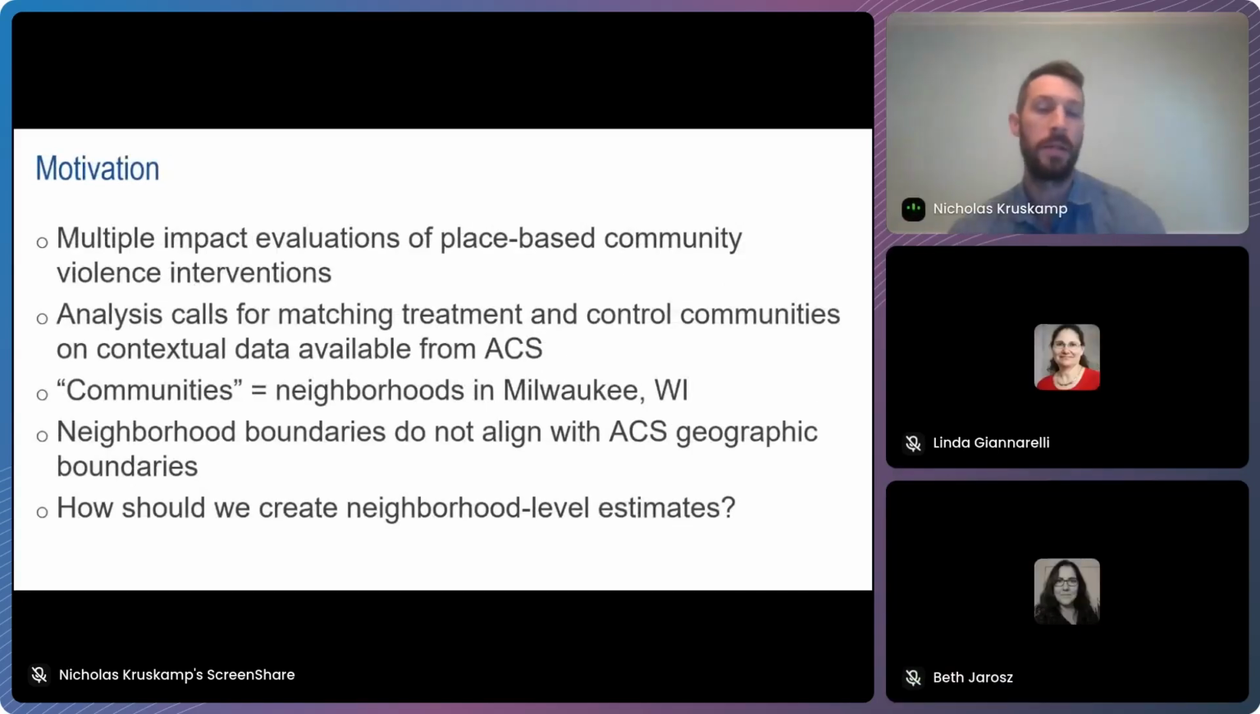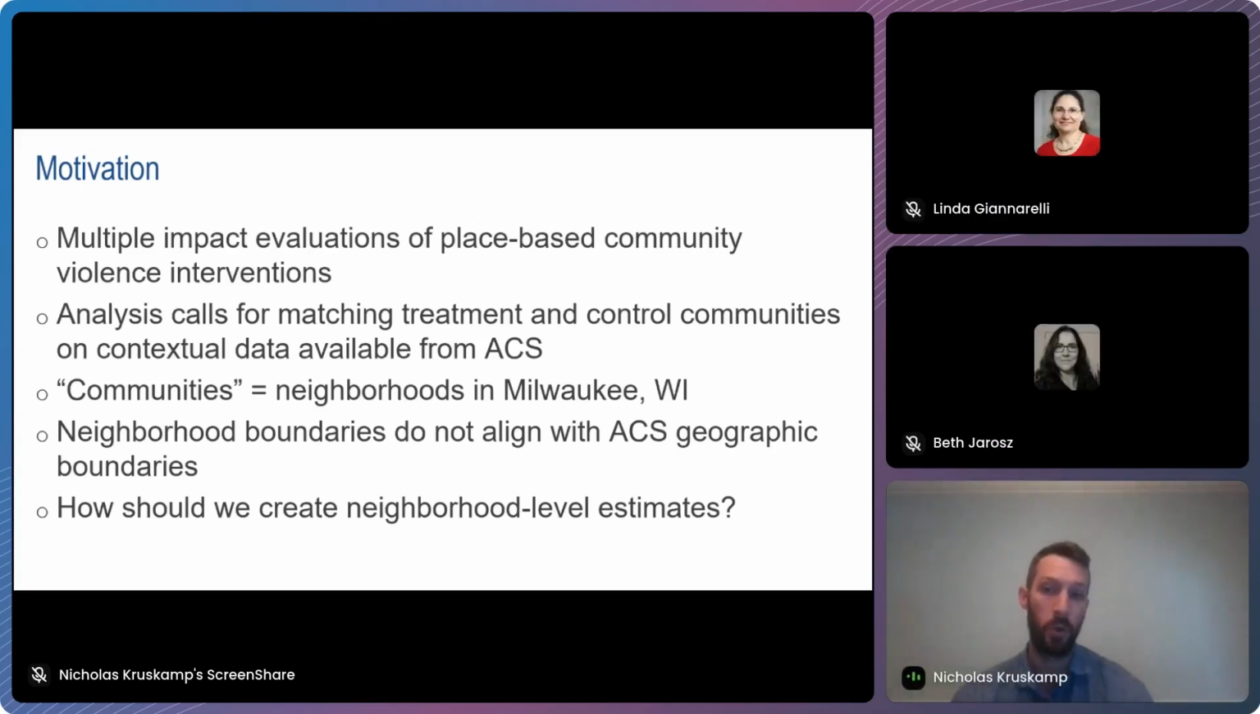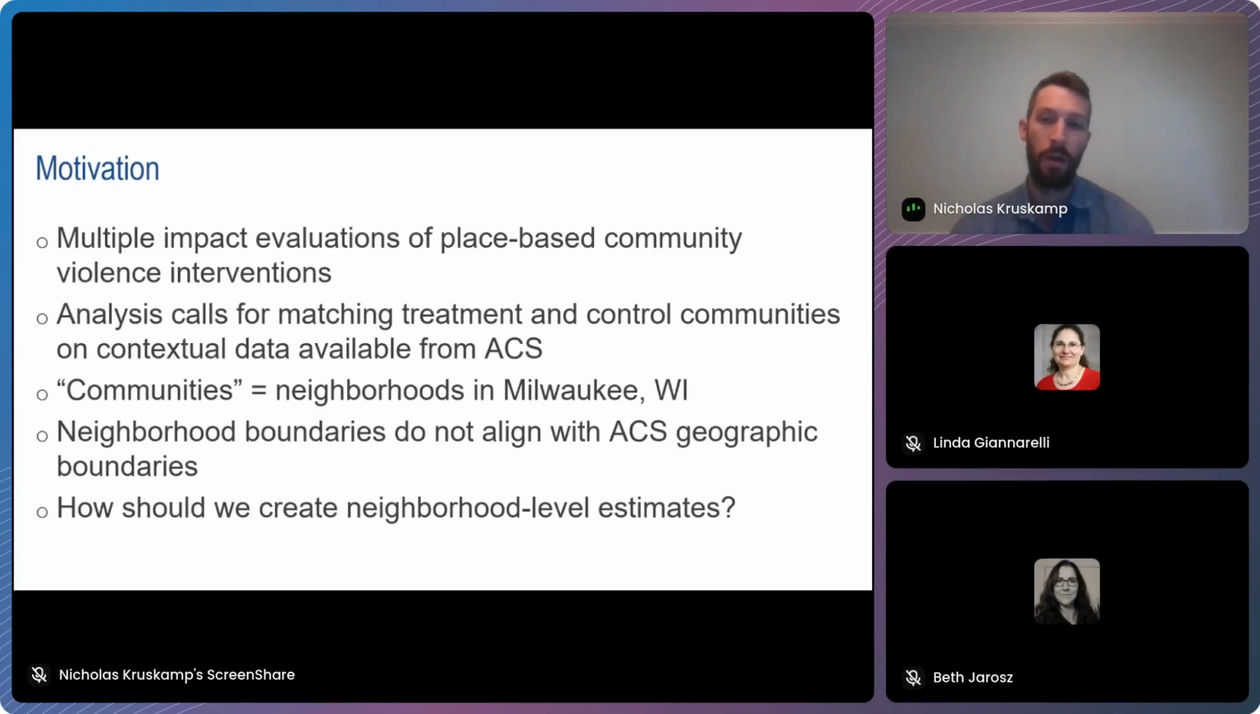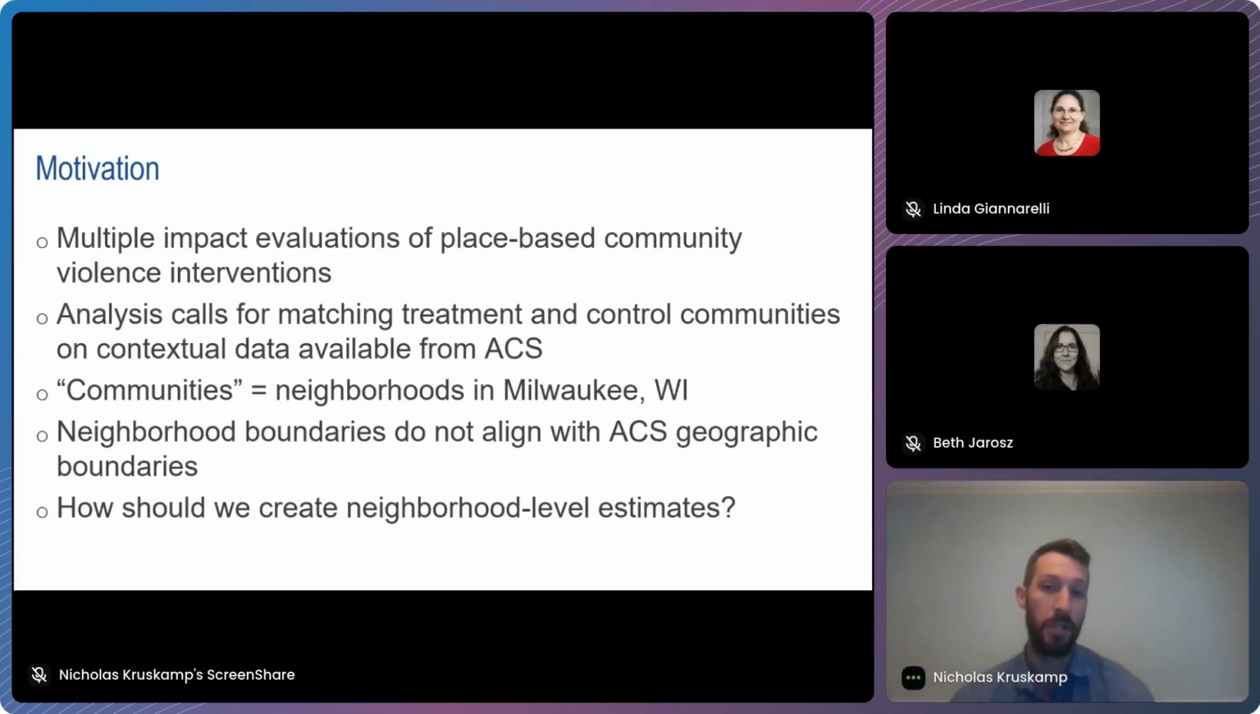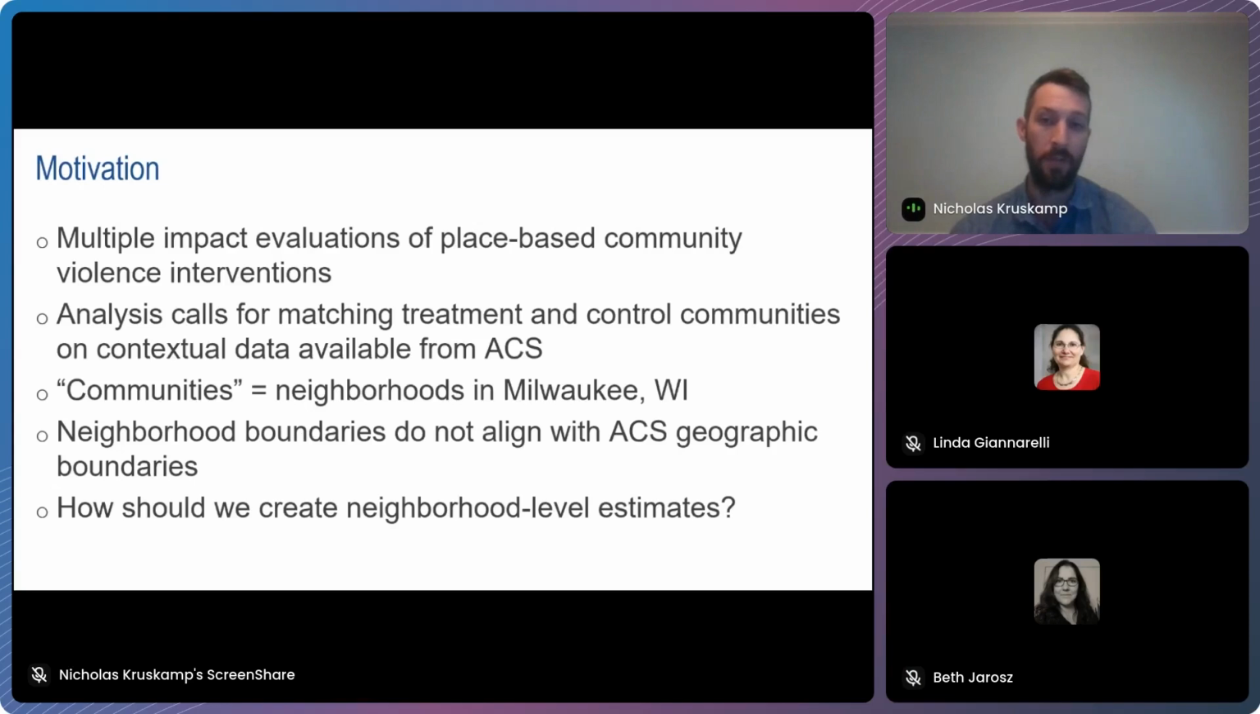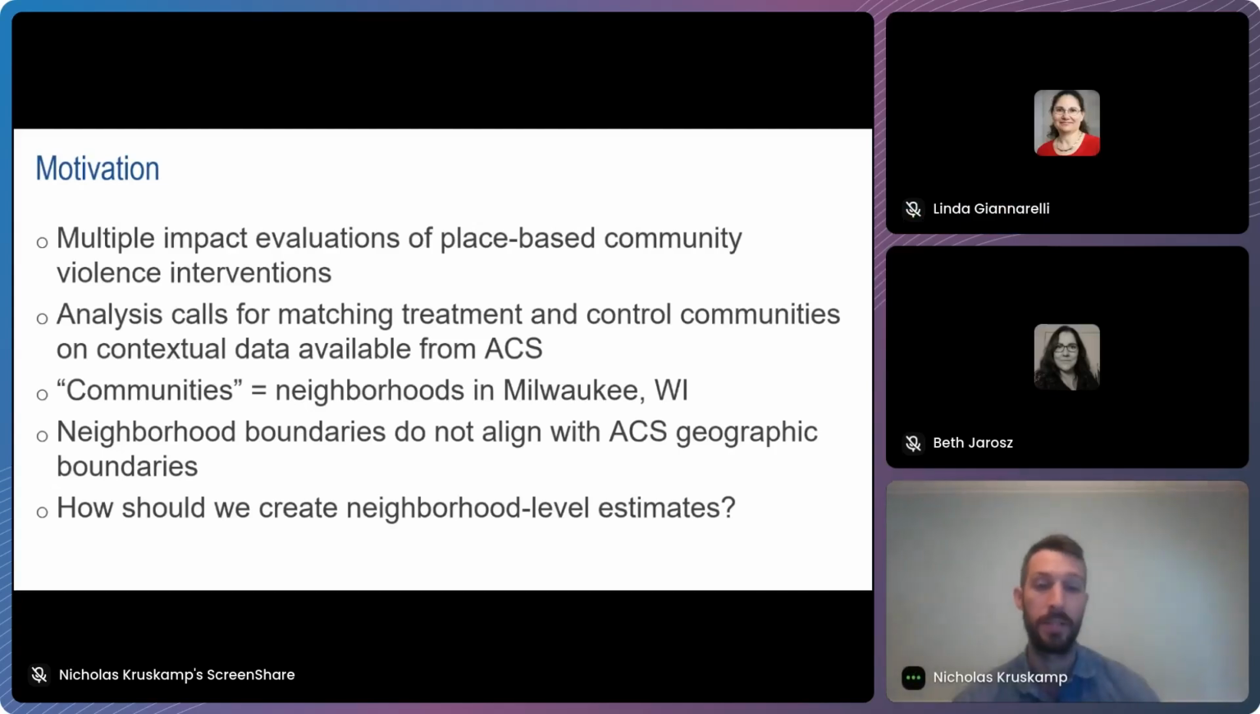Our motivation behind this is looking primarily at place-based community violence interventions. What we need to do is look at treatment and control communities. These are places where some sort of violence intervention has been enacted, normally based out of communities. In our case, our city area is Milwaukee, Wisconsin. The way these communities and interventions have been divided up is in neighborhood boundaries across Milwaukee, and they do not align with the ACS geographic boundaries. So again, how do we take block group, tract, or place ACS values and create neighborhood level estimates?